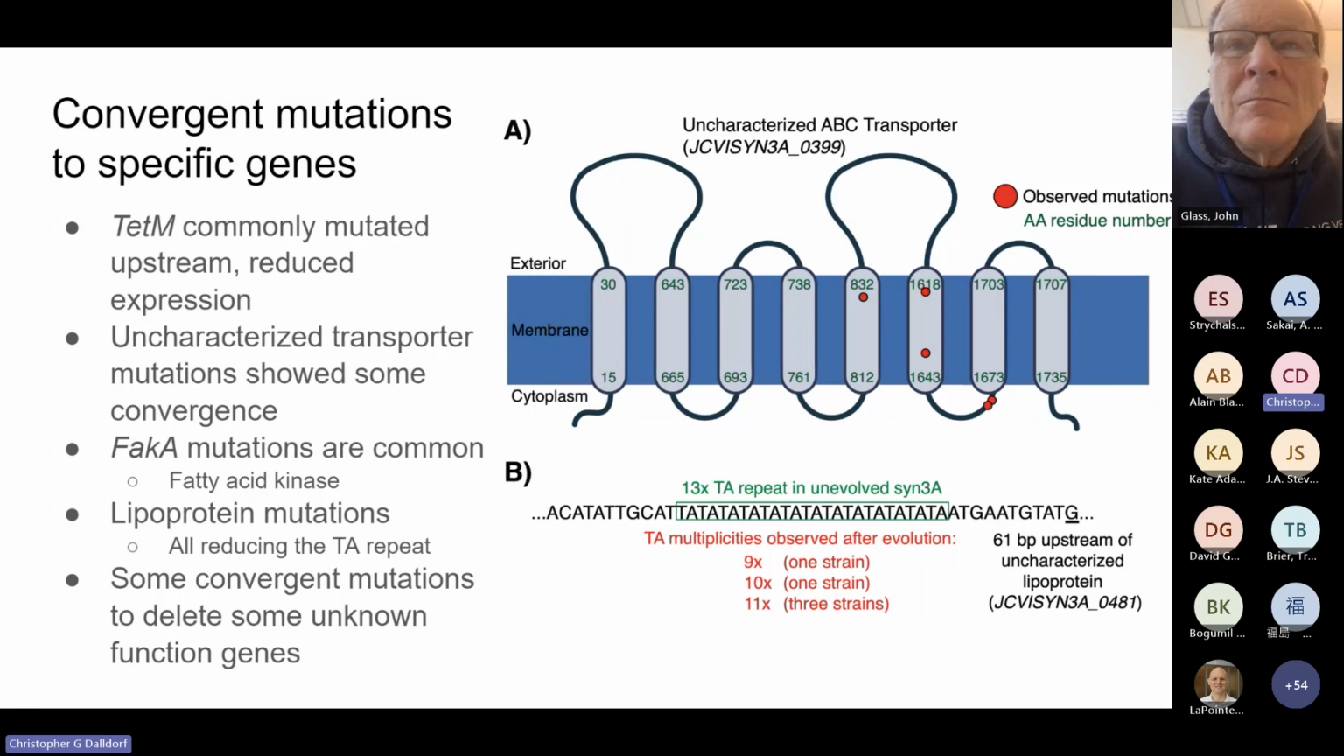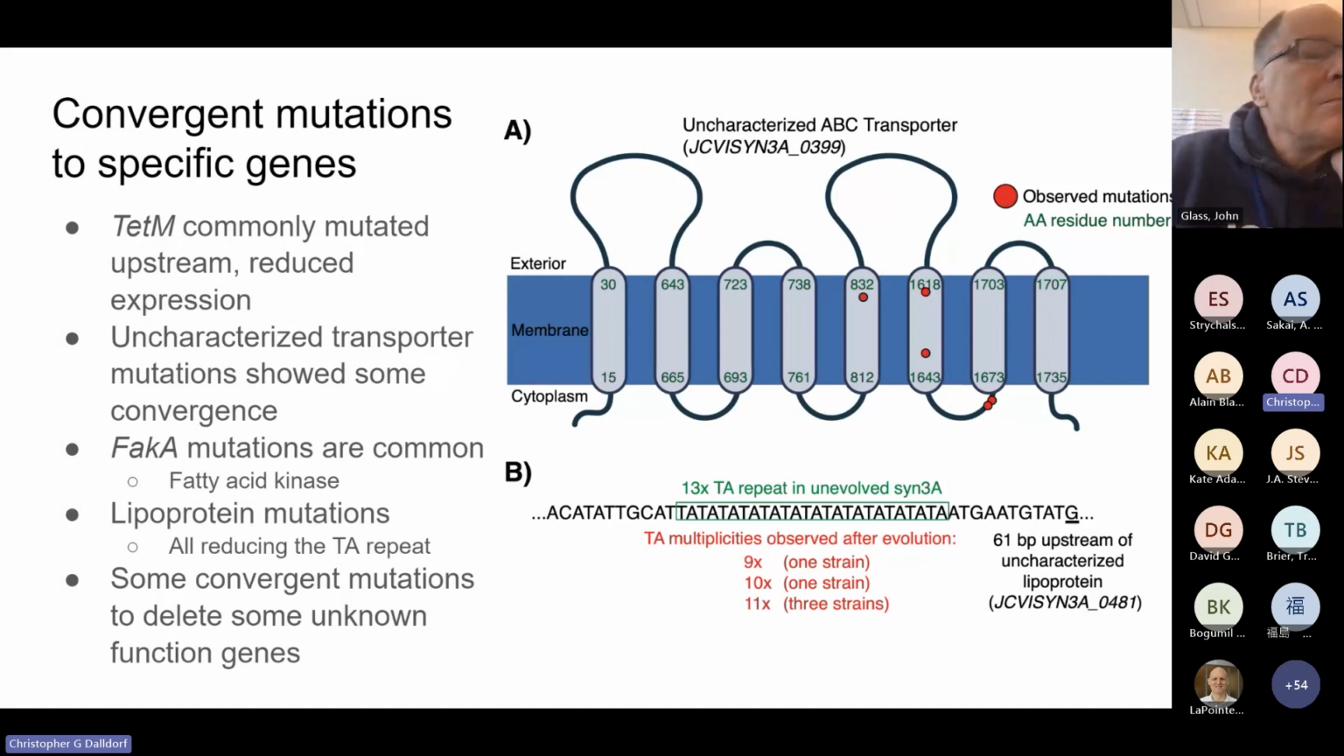FakA mutations were also common. It's a fatty acid kinase. It was mutated in 4 of the 10 endpoint strains. It's a little impossible to say what these mutations are doing, but again, it's good to see convergent mutations in ALE. Lipoprotein mutations were also seen.